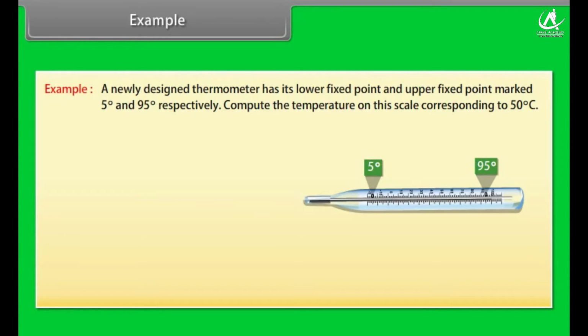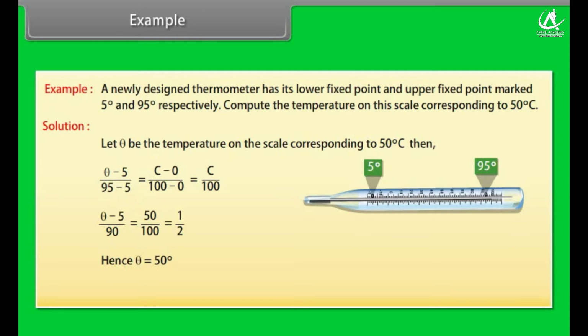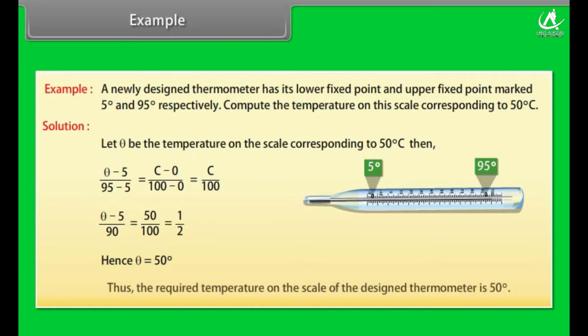Let's see the solution. Let theta be the temperature on the scale corresponding to 50 degrees Celsius. Then (theta - 5)/(95 - 5) = C/100. On simplifying, we get (theta - 5)/90 = 50/100. Hence, theta is equal to 50 degrees. Thus, the required temperature on the scale of the designed thermometer is 50 degrees.